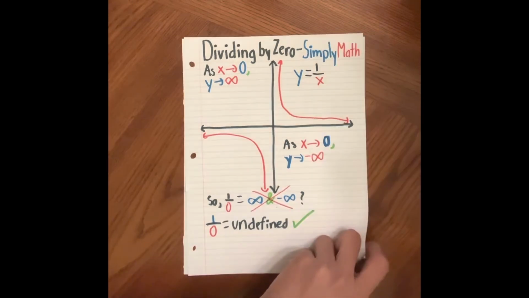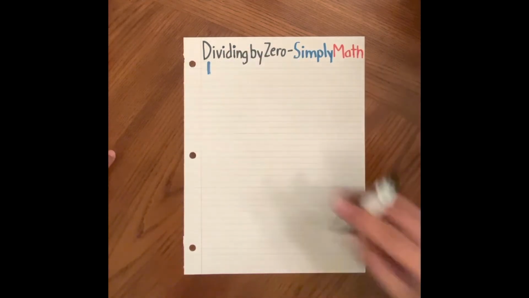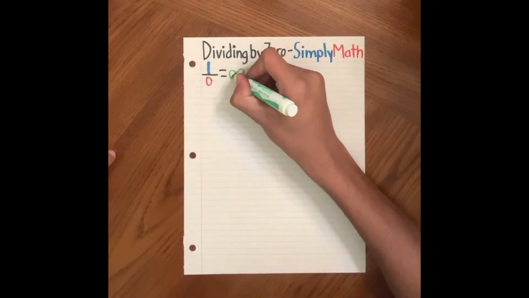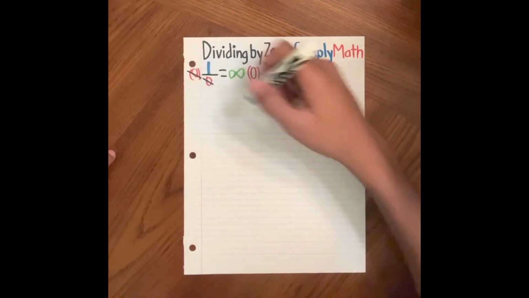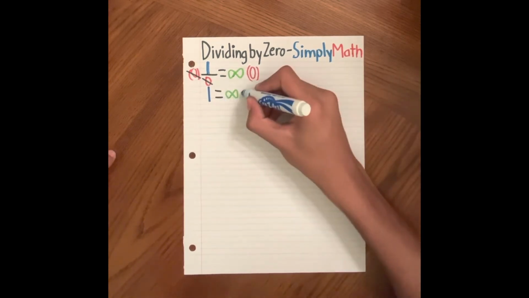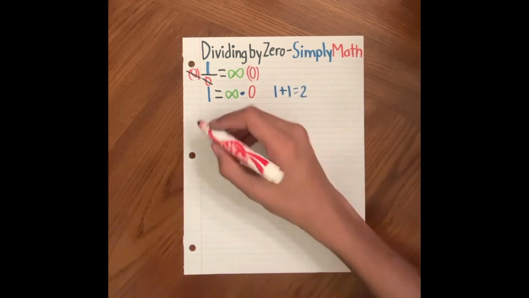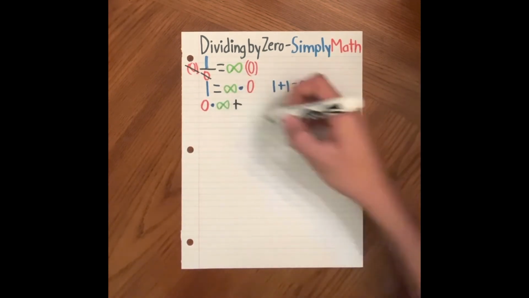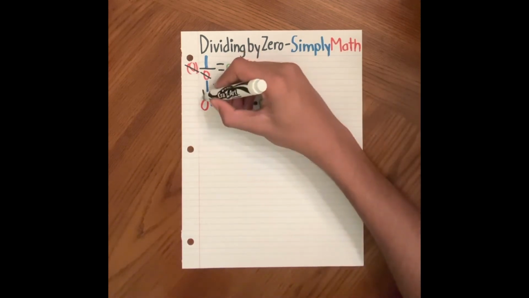Now we're going to disprove that 1 over 0 is infinity using algebra. So first let's suppose that 1 over 0 is equal to infinity. If we multiply both sides of the equation by 0 and cancel out the zeros on the left side, we're left with 1 is the product of infinity and 0. And now we all know that 1 plus 1 is equal to 2. And so we can say that 0 times infinity, which is equal to 1, plus 0 times infinity, which is again equal to 1, must sum up to be equal to 2.